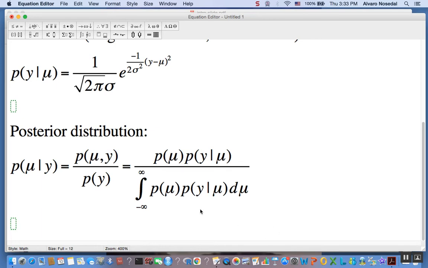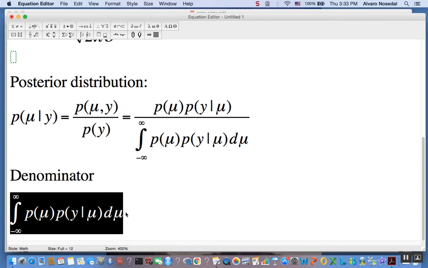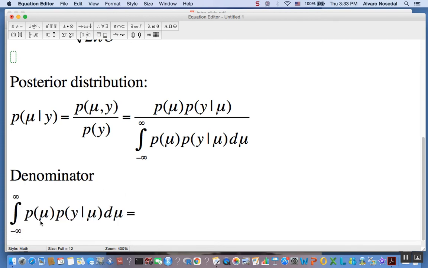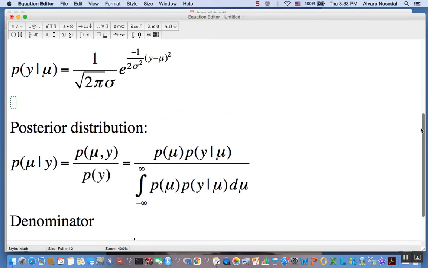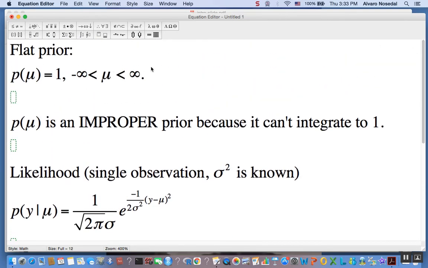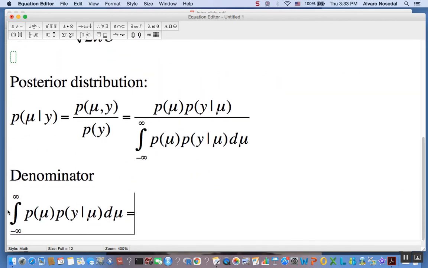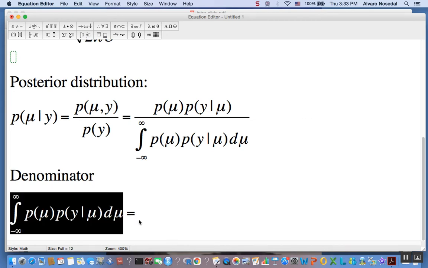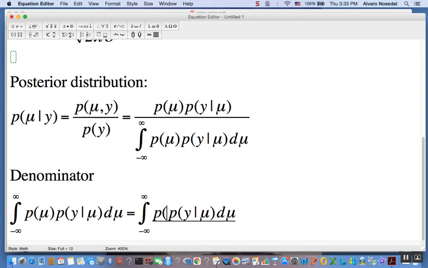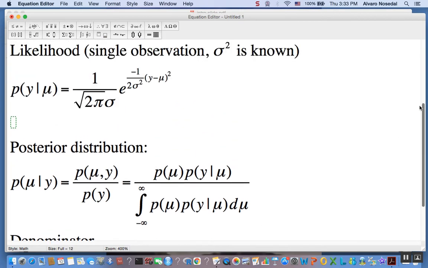Note something interesting. Let's talk about that denominator. In this particular case, the prior is just a constant 1 from negative infinity to infinity. So we have 1 times your likelihood. In the end, the only thing that we have is 1 times your likelihood, and your likelihood is this.